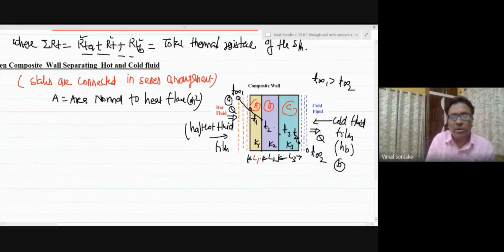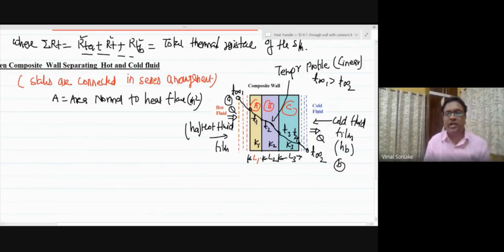Similarly, from T2 to T3, this must be a straight line. And from T3 to T4. So this temperature profile, as we know in case of a plane wall, is linear. I could not draw it straight, but it doesn't mean it is like that. It must be represented by a straight line. You please take care of that.